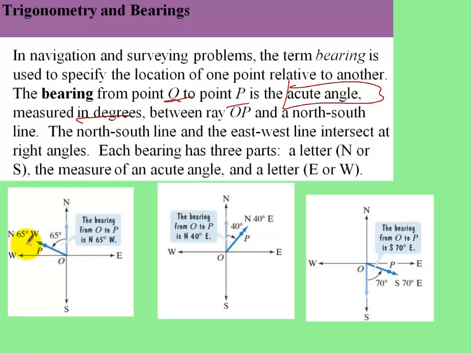Another example over here: north 65 degrees west would be go north, and then since it says west, you go to the west, which is the left, 65 degrees. And you get that point P. Same thing if it says south, you go down, and if you go 70 degrees east, that means you go to the right 70 degrees.